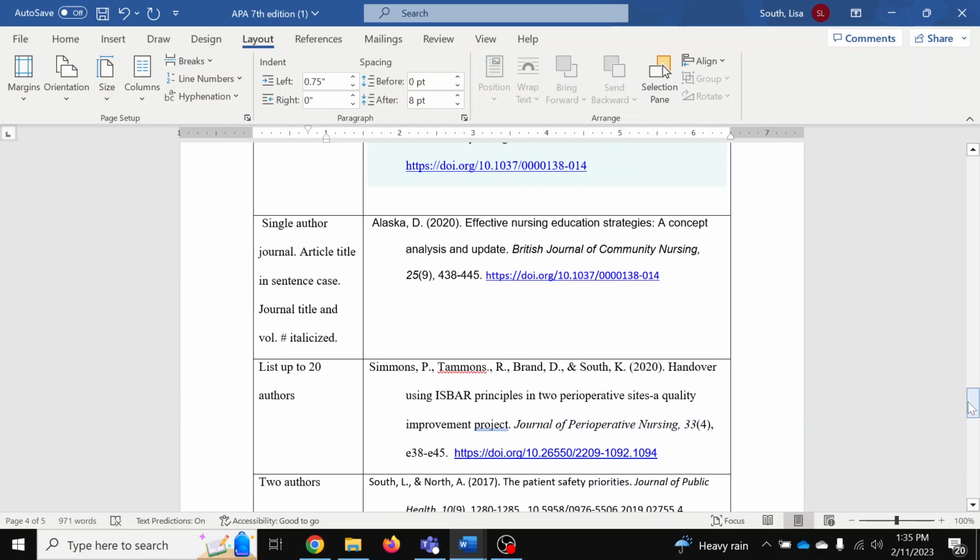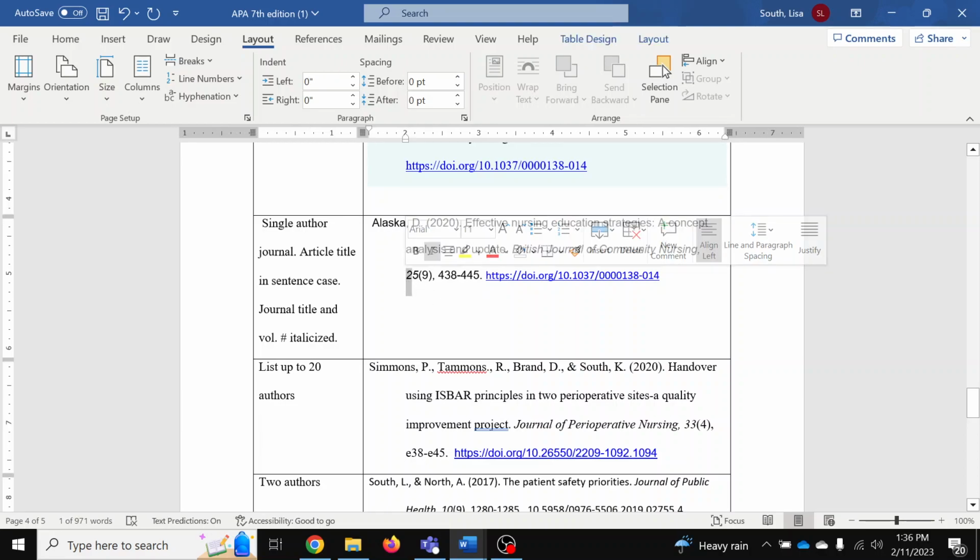Single author journal. Here's a single author, Alaska, 2020. Here's the journal title, Effective Nursing Education Strategies. Sentence case. See that? Here's the title of the journal, italicized. Here's the volume number right here, 25, italicized. Here's the issue number, not italicized. Here are the page numbers. Now you say, how do you know? I know because of where they are. See, I know that the first thing after the journal title is a volume number. I know that the issue number comes next in parentheses. And then I know that the page range is always last.